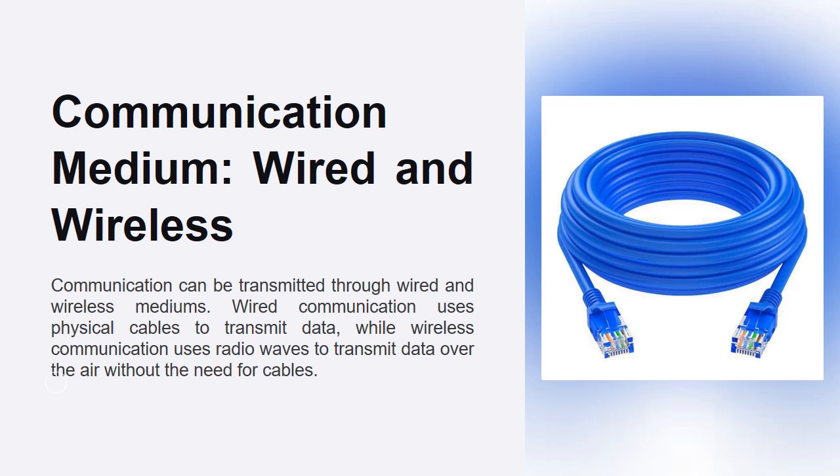Wired communication uses physical cables to transmit data, while wireless communication uses radio waves to transmit data over the air without the need for cables. So in wired communication, we need physical cables, and in wireless communication, we do not need any kind of physical cable.